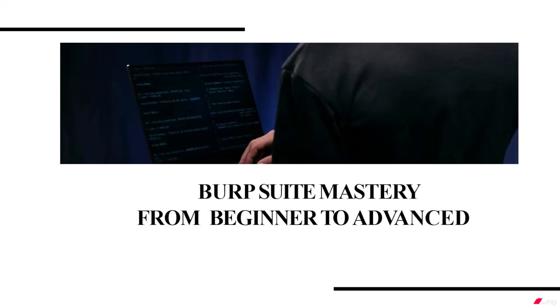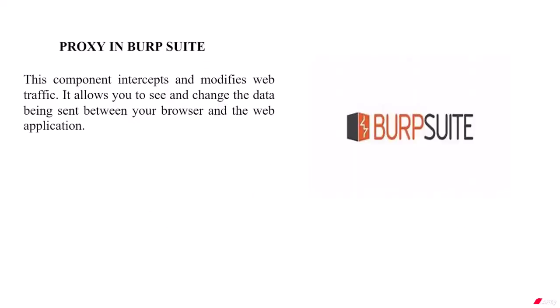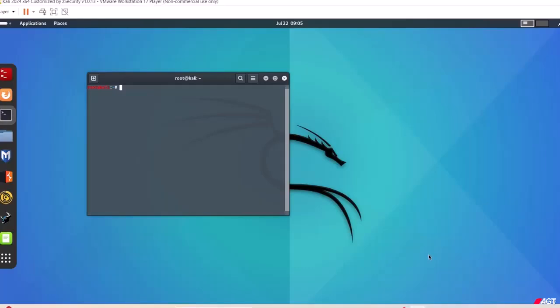Hello everyone. In this lecture, we will see what is proxy and how to configure the proxy for using in WebSuite Professional. This component intercepts and modifies web traffic between the browser and the target web application. We will see this in practice. First, we need to configure the proxy, which means connecting the proxy to the WebSuite Professional. In the last lecture, we have activated the WebSuite Professional. I'm going to on it now.